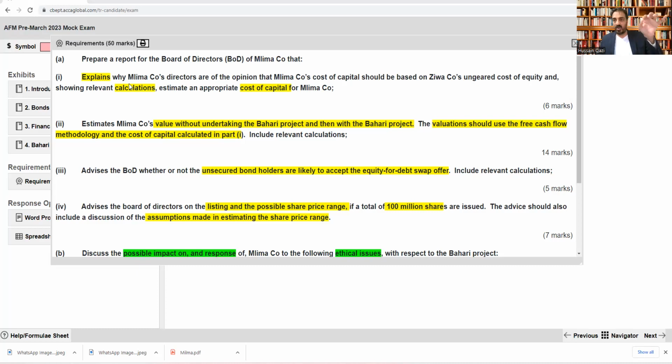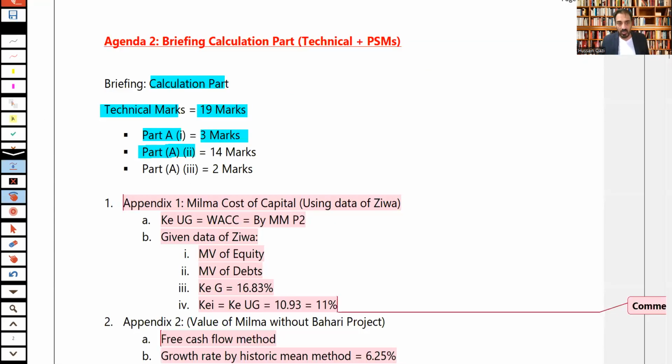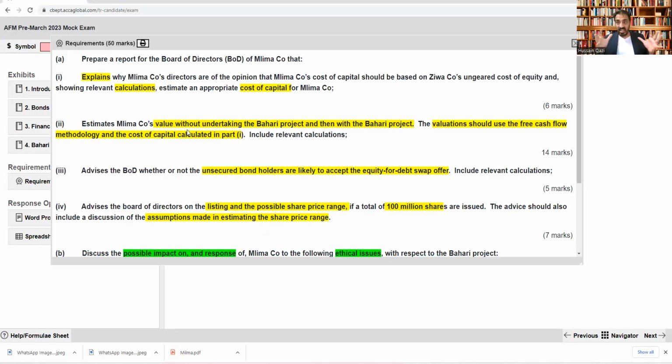That means calculation of the cost of capital that is discounted, that is the Ke ungeared by Modigliani Miller proposition 2. So calculation aspect 3 marks, number one. Number two, part A2, that is 14 marks. Part A2 is a major area of the calculation. For example, the value of the business of Milma company by free cash flow method using discounted rate calculated in A1, without Bahari project and with Bahari project.